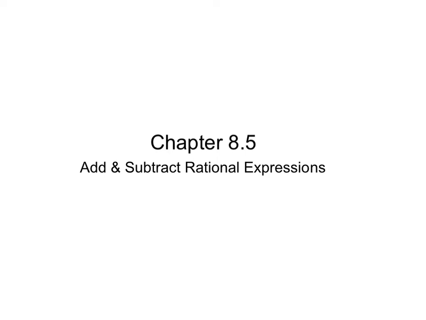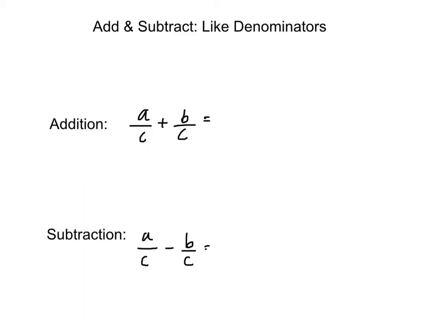Hey, we're going to be covering Chapter 8.5, Add and Subtract Rational Expressions. This is slightly more complicated than our previous section, which dealt with multiplication and division of rational expressions, but we're still using the same general concepts that we applied to those. So first, let's talk about adding and subtracting with like denominators.